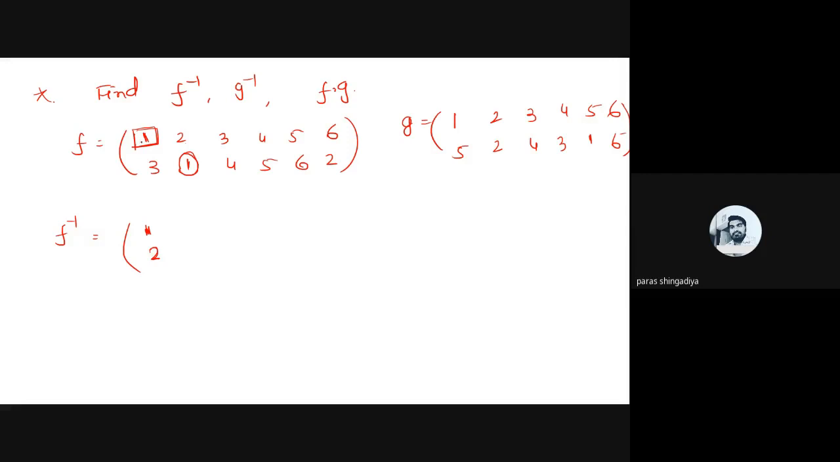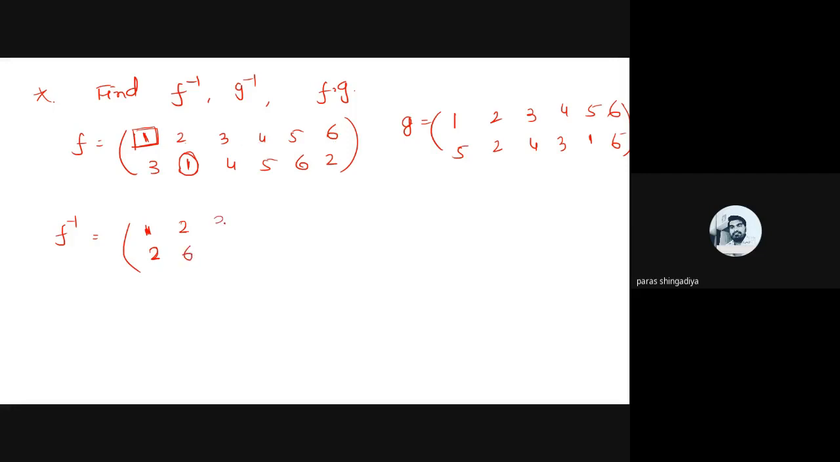Again, I repeat that we just take the inverse of 1. So check the output values, 3, 1, 4, 5, 6, 2 there, and now consider the corresponding input value. So what is the input value of 1 in this data? The input value of 1 is 2 here. So the inverse of 1 will be 2. Then next is 2. So 2 lies at the last place, and its input value is 6. So the inverse of 2 will be 6.